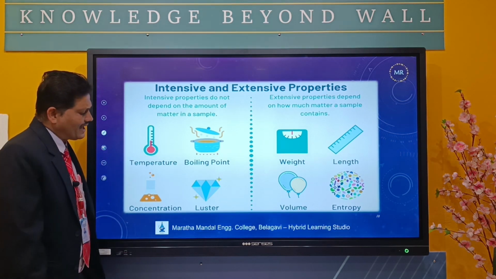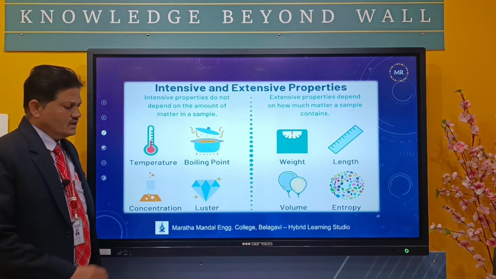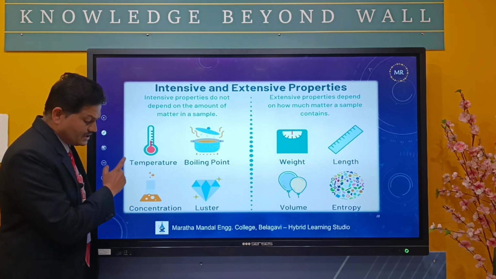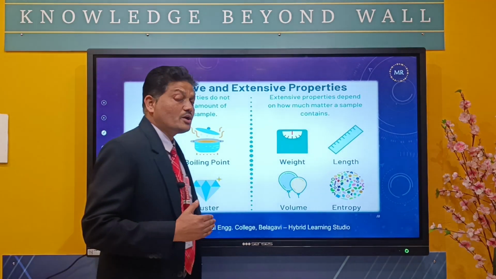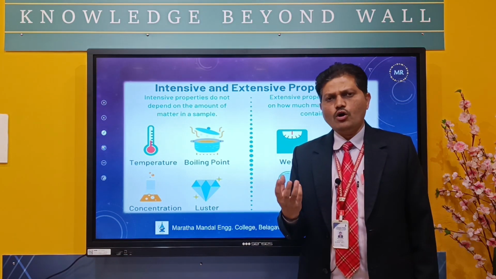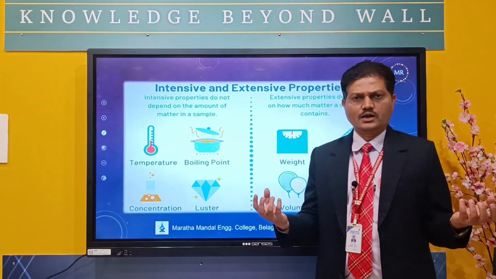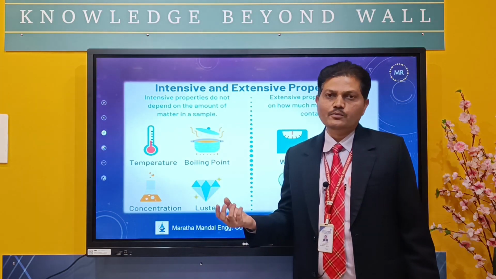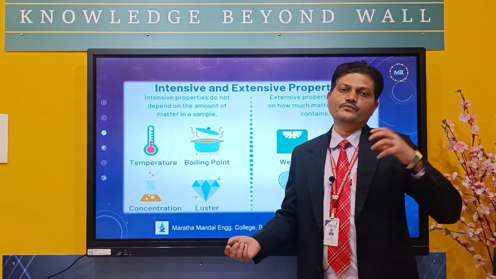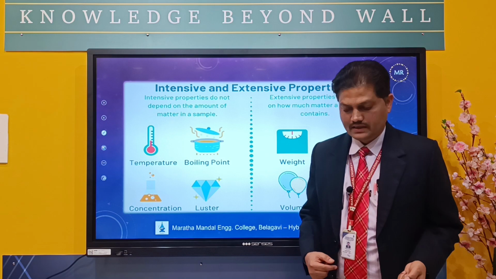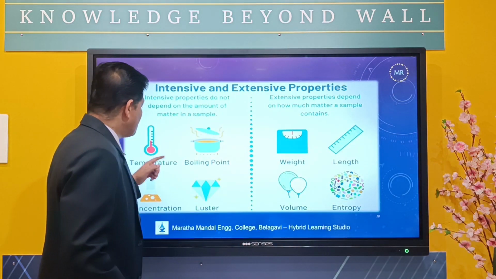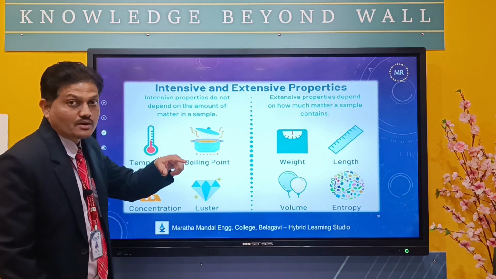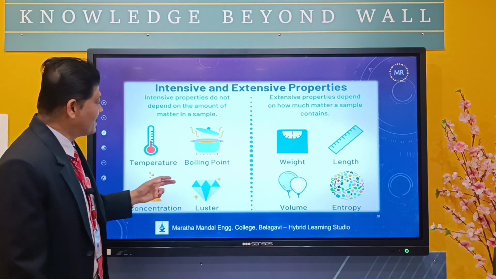Take temperature as an example. Temperature does not depend upon the size of the system. If you take hot water in a 1 liter bottle or a 2 liter bottle, does the temperature change? No. If it is 50 degrees in the 1 liter bottle, it shows 50 degrees in the 2 liter bottle too. It means temperature does not depend upon the size or mass of the system. Similarly, the boiling point.